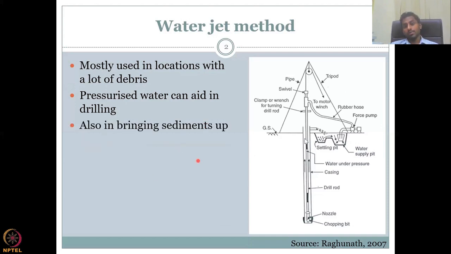Also in bringing sediments up, as I said, all the debris can also be brought up. So two things can be achieved by just sending pressurized water. All you have to do is have the pump. The pump would take the water, and then there's a motor which pushes the water at a very high pressure, and this can also go down. And this length can be adjusted using a pulley system.